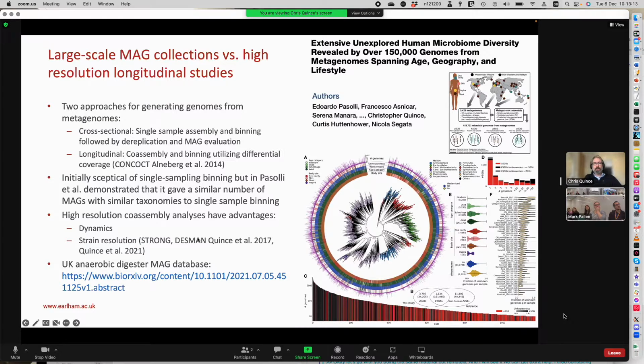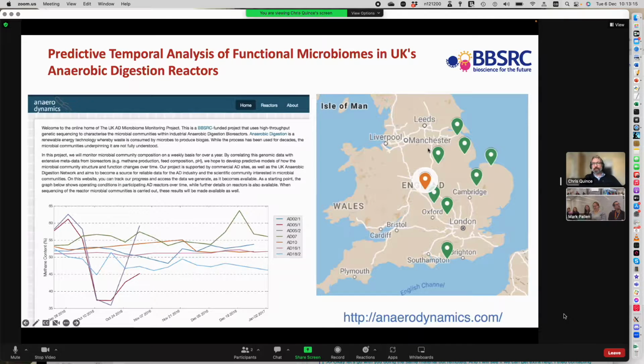So the AD project actually grew out of a small grant from the BBSRC. We had enough funding to generate a year of data from 10 different anaerobic digesters around the UK. And it's fairly high resolution metagenomics because we've got metagenome samples every week for most of that year from most of these AD reactors. So you may not know what anaerobic digestion is.